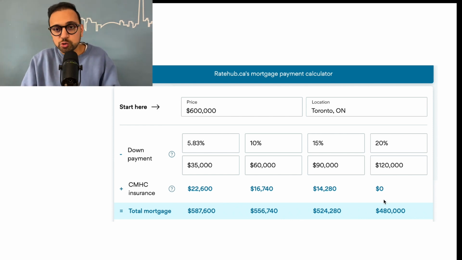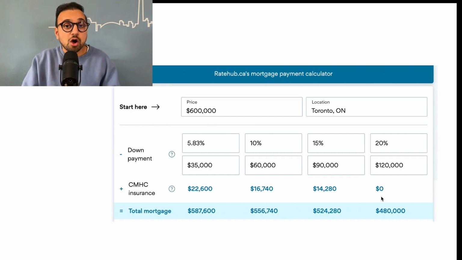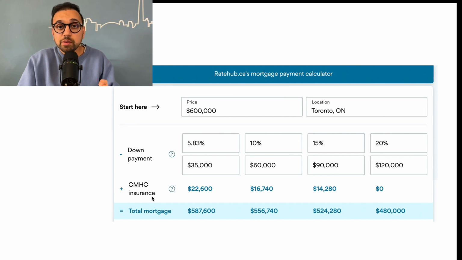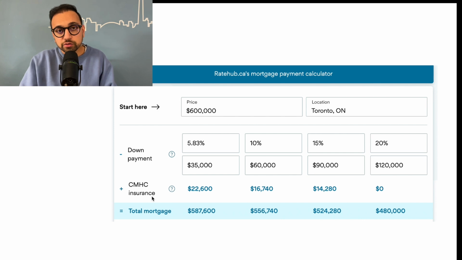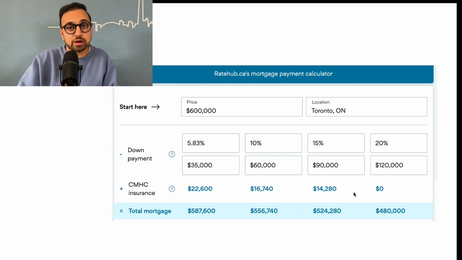And one more thing I forgot to point out is that if you put down a down payment of 20% or more, you tend to get a slightly higher rate of interest as opposed to a situation where a mortgage is insured. If you put down less than 20%, you have CMHC insurance. That way, banks are more secured, so that's why they tend to give you a slightly better rate of interest as opposed to when you put down a higher down payment. The difference between both rates of interest is not too high, but that's something I thought I'd share with you.